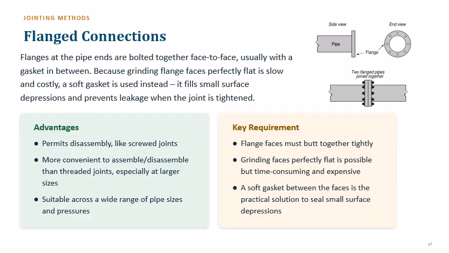The advantages include that it permits disassembly like screwed joints, and is more convenient to assemble and disassemble than threaded joints, especially at larger sizes, and it is suitable across a wide range of pipe sizes and pressures. The key requirement for flanged connections is that the flanges must butt together tightly, with faces ground as flat as possible, but that is time consuming and expensive. A soft gasket between the faces is the practical solution to seal small surface depressions.